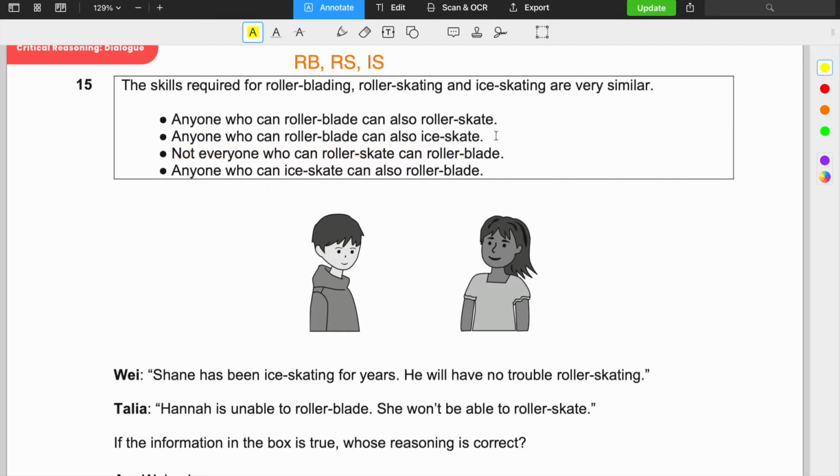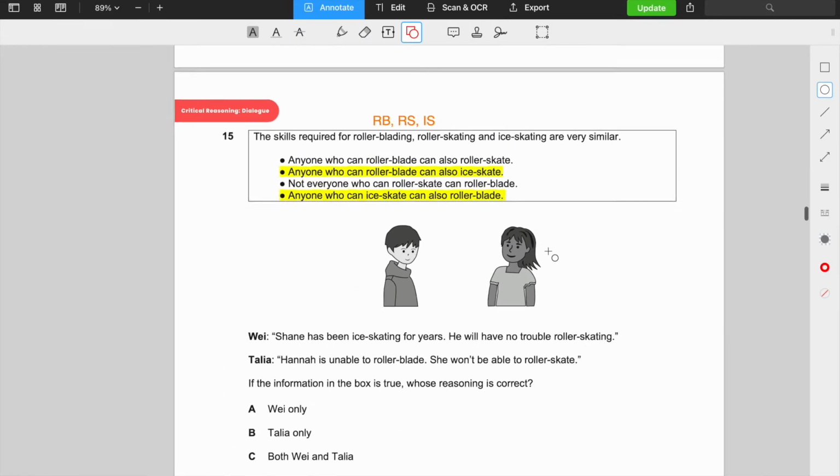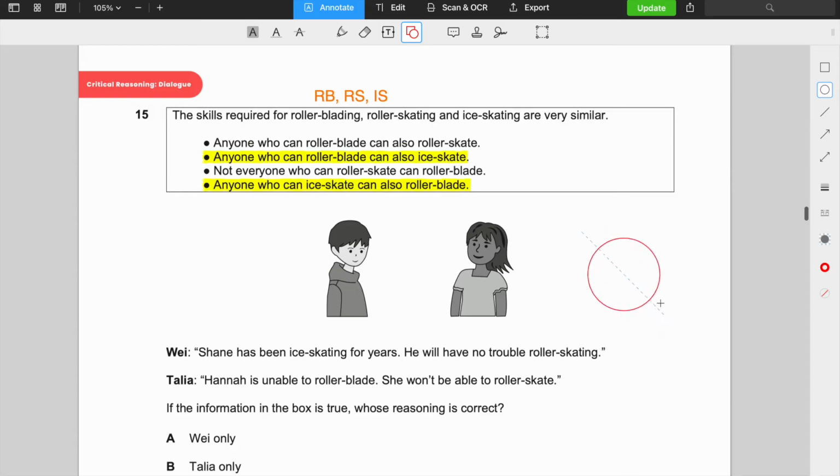Notice that this statement and this statement are both talking about the same two categories of rollerblading and ice skating. So basically, what we can assume is that the category of people who rollerblade is the same as the category of people who ice skate and vice versa. So we only actually need two circles. The first circle would be those who can rollerblade and ice skate. Does that make sense? This is just one circle, one entity, because everyone who can rollerblade can ice skate and everyone who can ice skate can rollerblade.